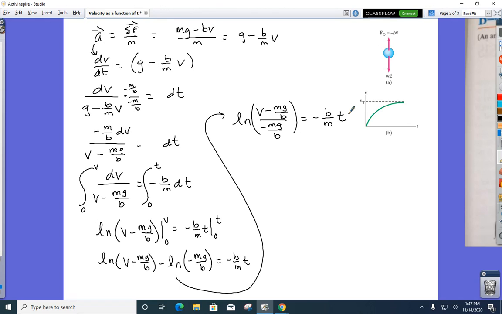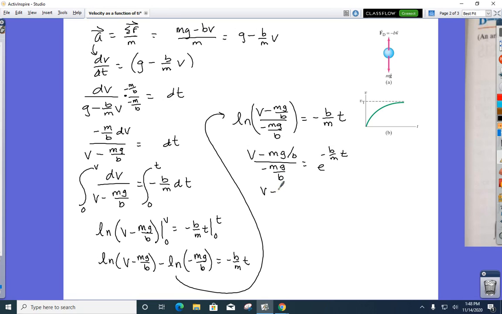Okay, and there we go. To clean up the left-hand side, I'm just going to do this here. I do that by taking this and having that be the exponent of the natural log e. So that e to the negative b over m times t allows us to clean that up nicely like that. Let's go ahead and multiply both sides by the negative mg over b.